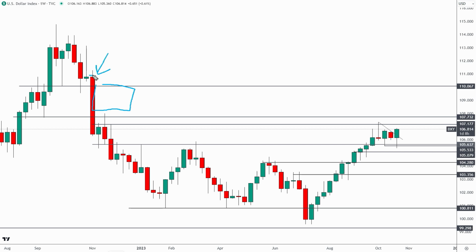And the reason for that, you can see this big red candle, we got a very partial retracement, but this area up here, okay, between 109 to 110 is going to hold a lot of liquidity. And once again, markets seek liquidity. So I think this is where the DXY is headed.